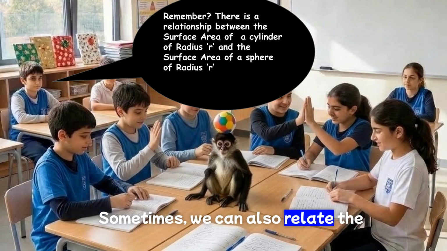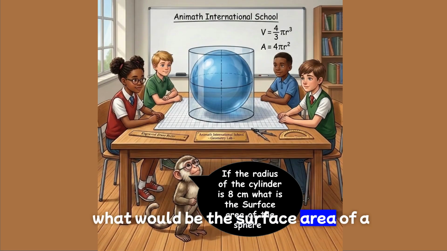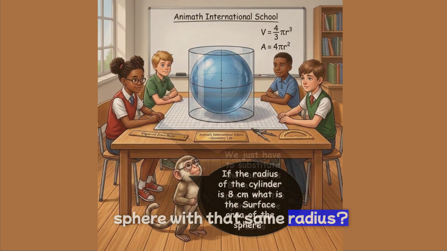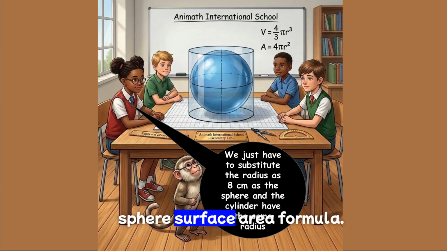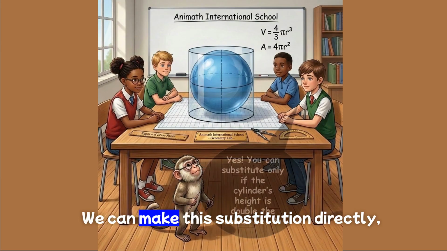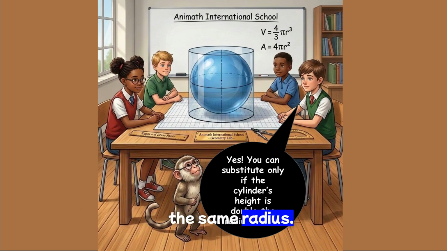Sometimes, we can also relate the surface area of a sphere to that of a cylinder with the same radius. If we have a cylinder with radius 8 centimeters, what would be the surface area of a sphere with that same radius? To solve this, we substitute 8 centimeters into our sphere surface area formula. We can make this substitution directly because the sphere and cylinder share the same radius.